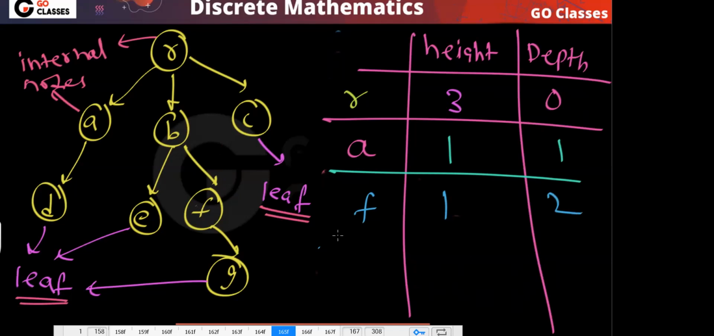Is this clear to everyone? Please tell me, the concept is clear. For example, what is height of G? Height of G is 0. Depth of G is 3.